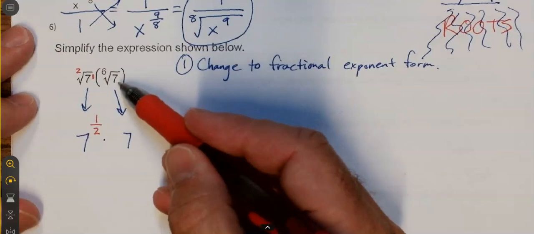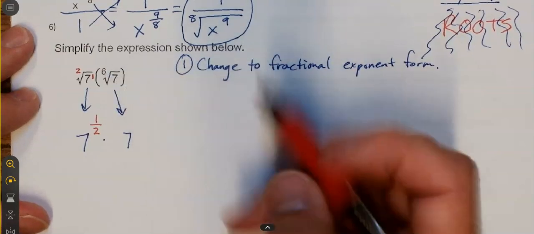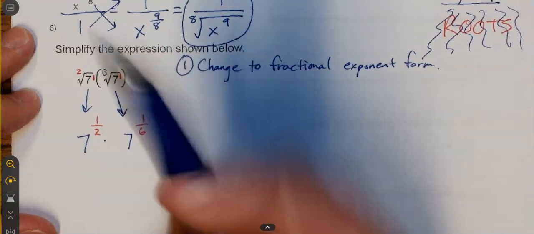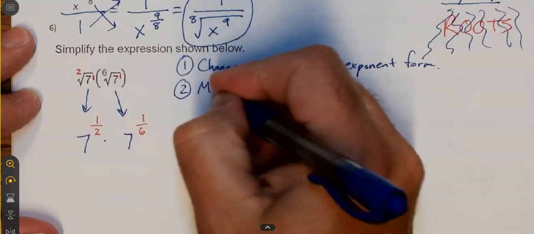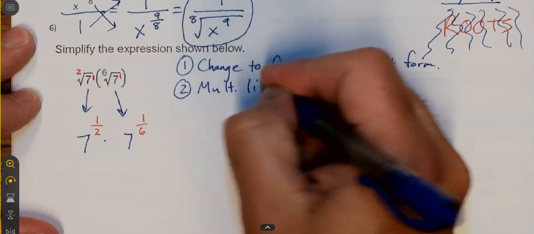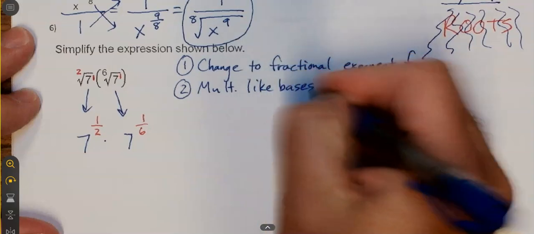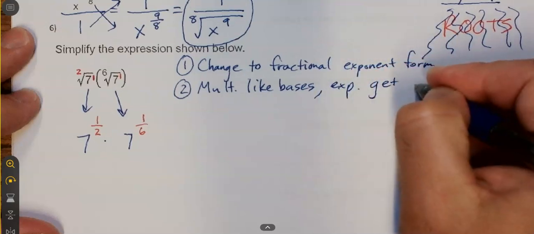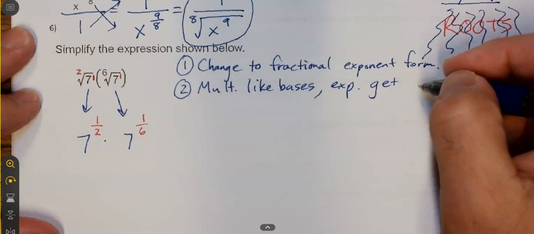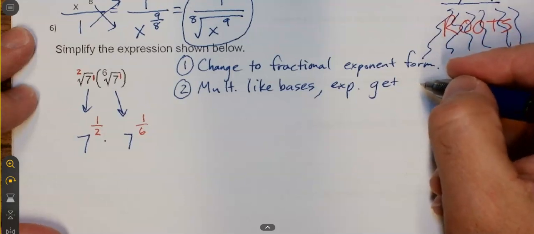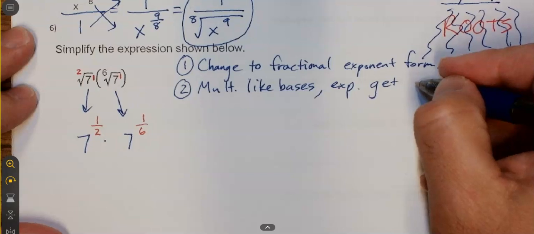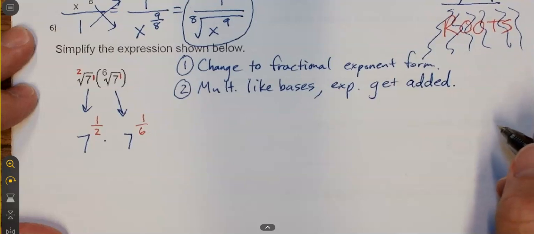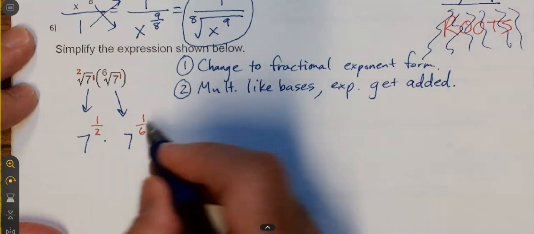All right, what about the next one? For the 6th root of 7 to the 1st, 1/6. When we multiply like bases, what happens to the exponents? Added, subtracted, multiplied, divided? Added. Whenever you're multiplying like bases, you add the exponents.